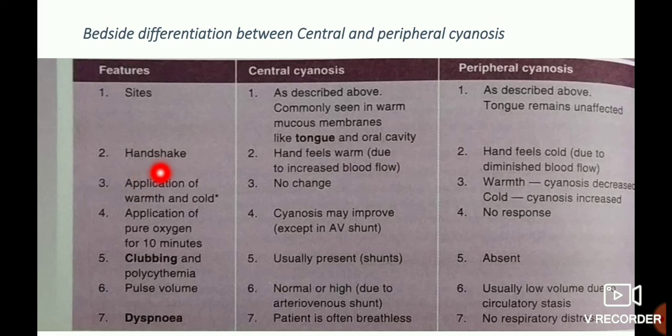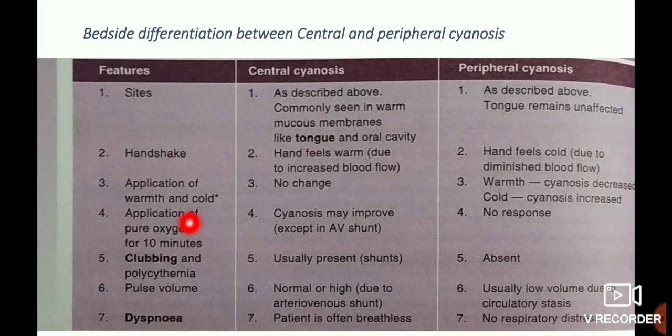If you do a handshake with a patient of central cyanosis, what will you feel? The hand feels warm due to increased blood flow. In central cyanosis, the blood flow to the periphery is not hampered. But in peripheral cyanosis, what happens? Due to, as I said, deep venous thrombosis, that will interfere with the blood flow to the periphery. That's why the hand feels cold when you shake hands with peripherally cyanotic patients. Because of the diminished blood flow, the hand feels cold.